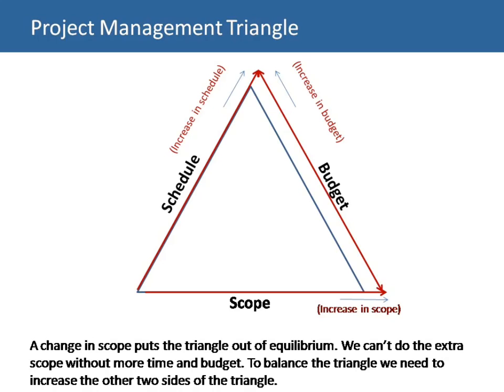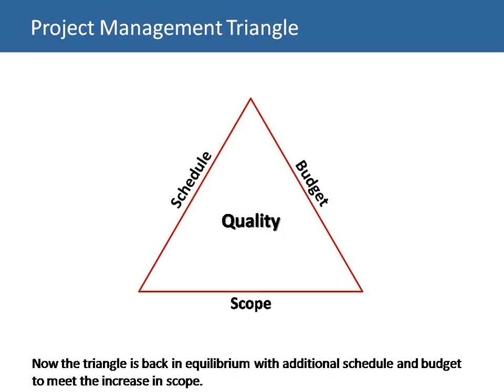To balance the triangle, we need to increase the other two sides of the triangle. So, an increase in the scope results in a need to increase our schedule and our budget. Now the triangle is back in equilibrium with additional schedule and budget to increase the scope.